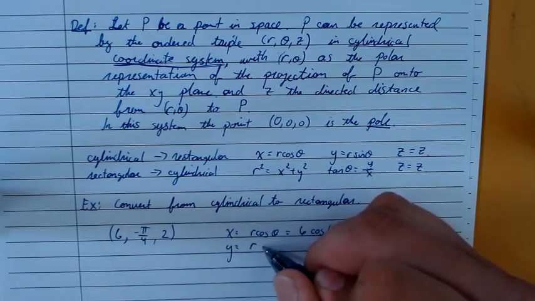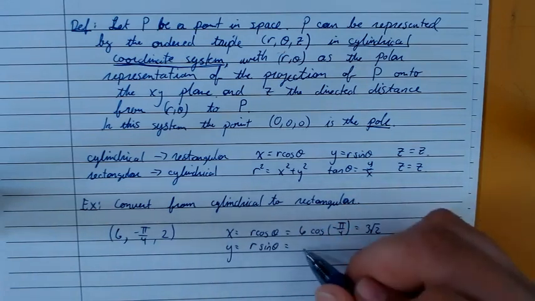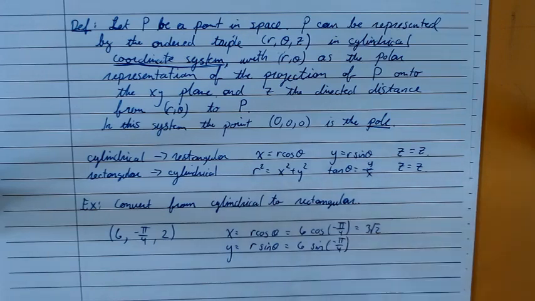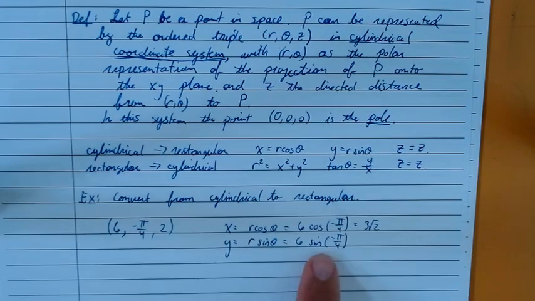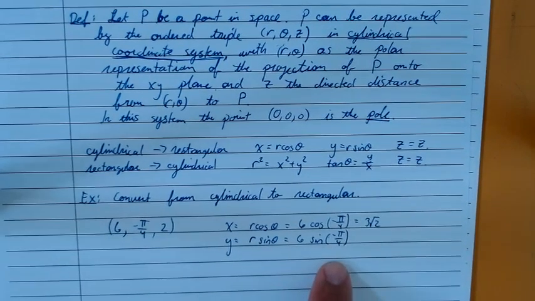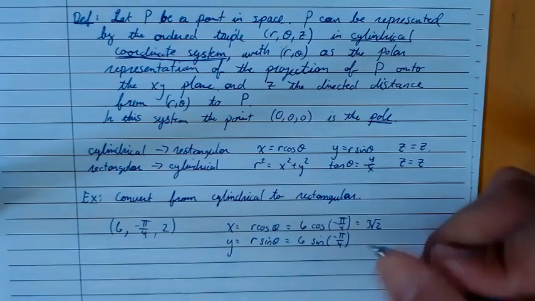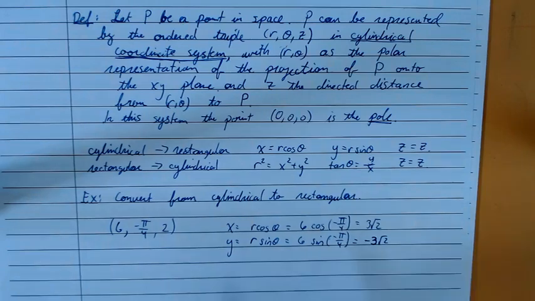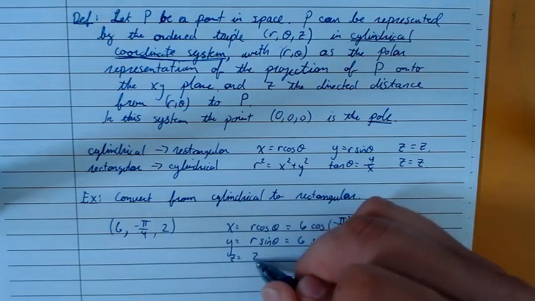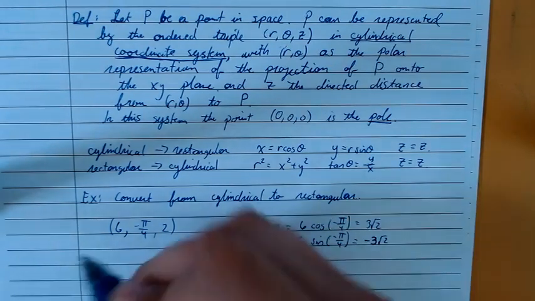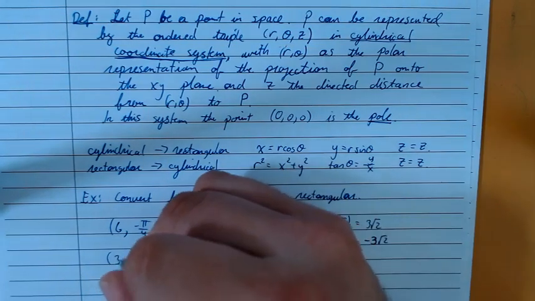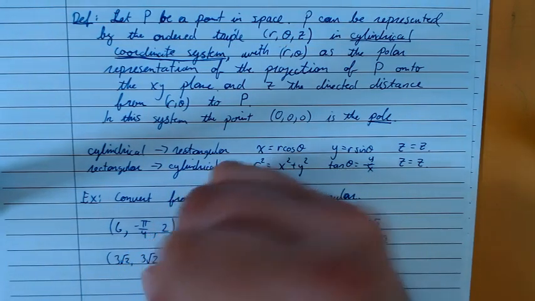Y is going to equal R sine of theta. And so that's going to be 6 times the sine of negative pi over 4. Sine is an odd function, so the sine of negative pi over 4 is the opposite of the sine of positive pi over 4. Or in other words, it's negative root 2 over 2. Times 6, that's negative 3 root 2. And finally, Z equals Z. That's always a nice one, which is just 2. So if you convert this from cylindrical to rectangular, you end up with 3 root 2, negative 3 root 2, 2.